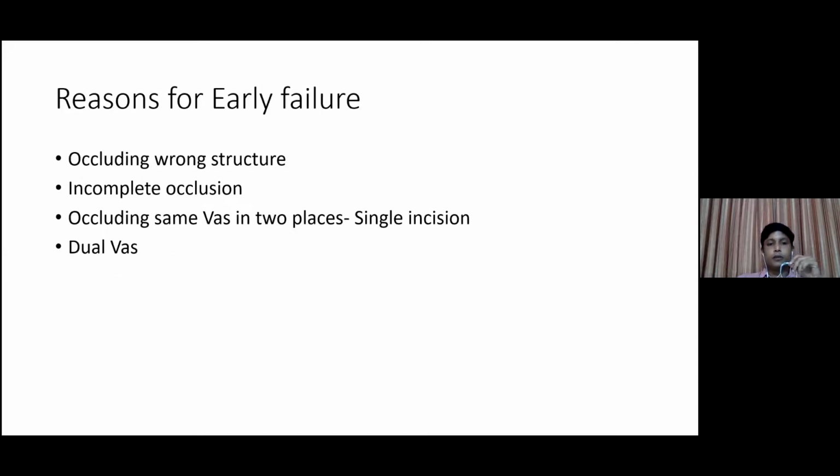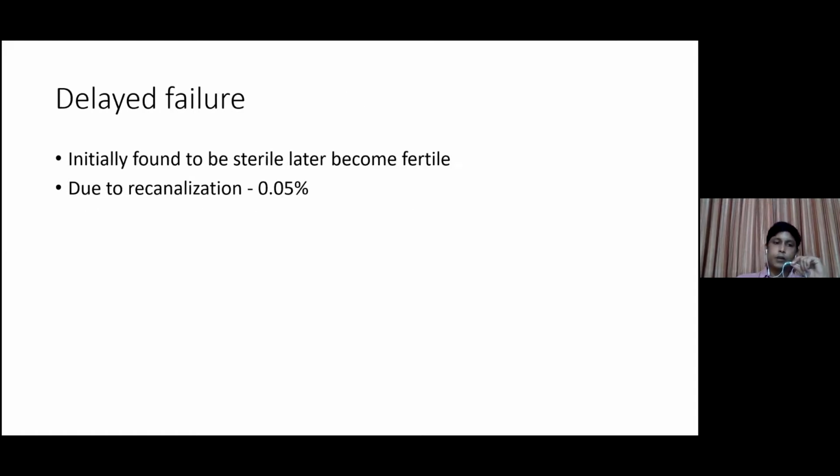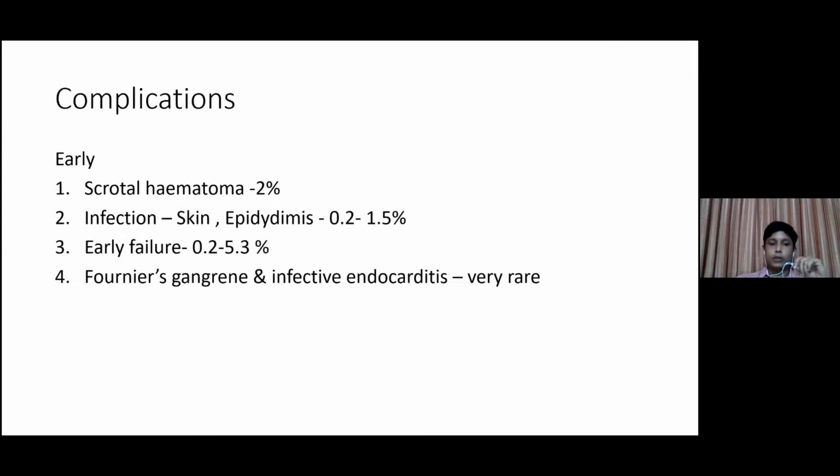The causes for early vasectomy failure: we might have occluded the wrong structure. If we didn't identify the proper vas, we miss it, with incomplete occlusion, or occluding the same vas in different places, and there is a rare chance of a dual vas. In delayed failure, initially they are found to be sterile, later they become fertile. This is mainly due to recanalization. The rate is 1 in 2,000.